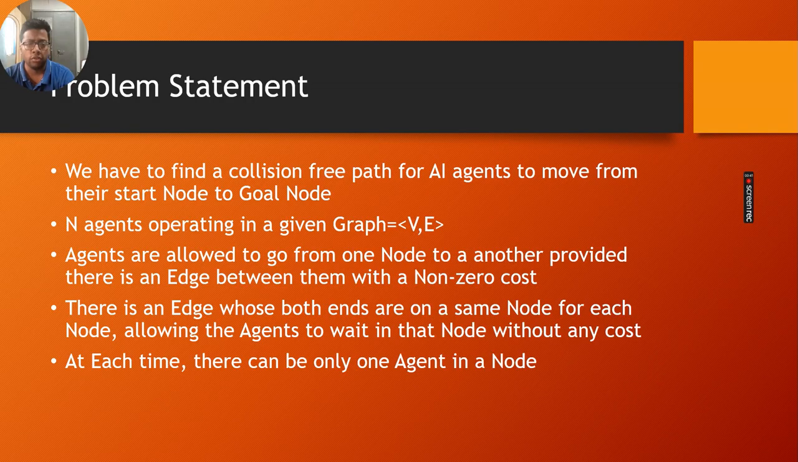So the problem statement is to find a collision-free path for AI agents to move from their start node to goal node. The n agents are operating in a given graph, which is a set of vertices and interconnected edges. Agents have two options at each time. One option is to go to another node. This has a non-zero cost. The second option is to wait at the current node. This has no cost. Another constraint is that at each time there can be only one agent in a node.